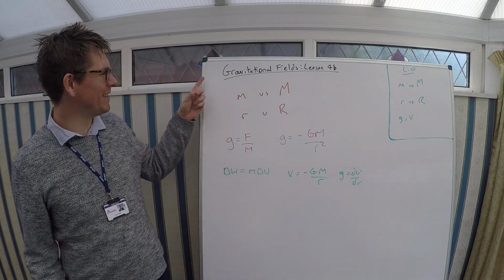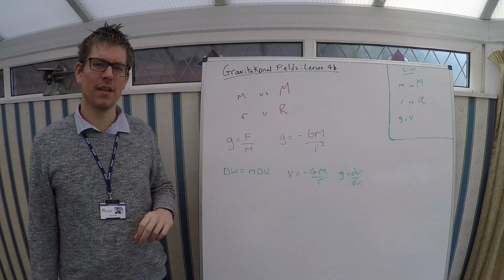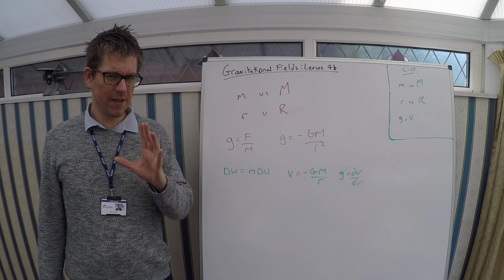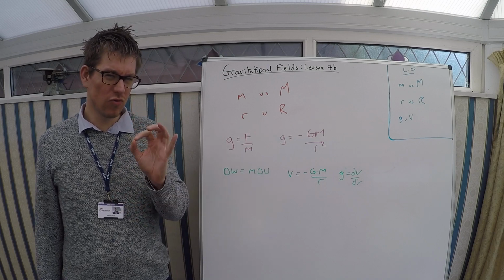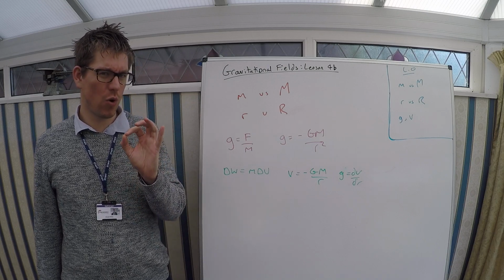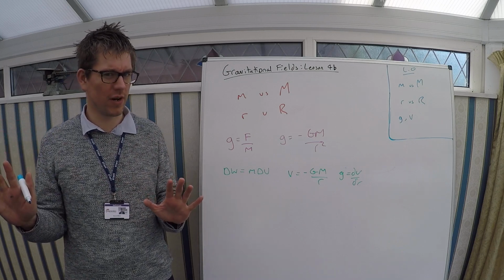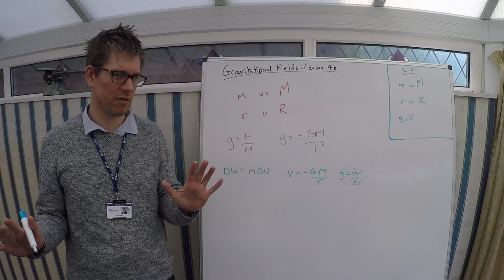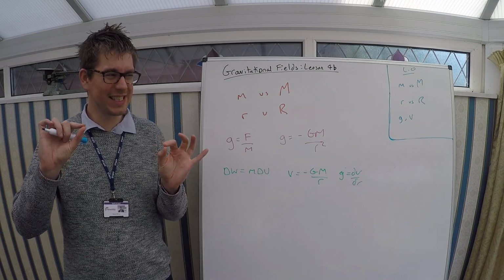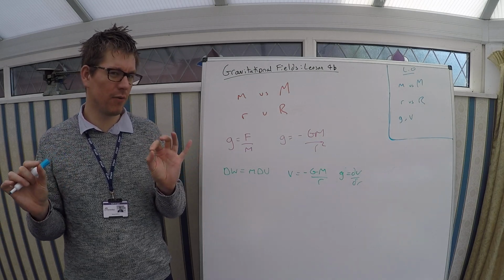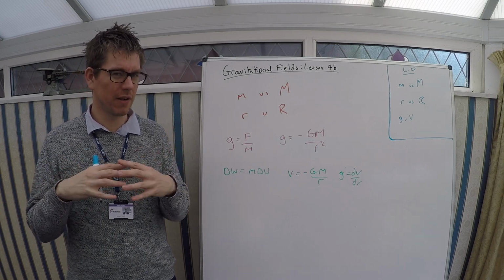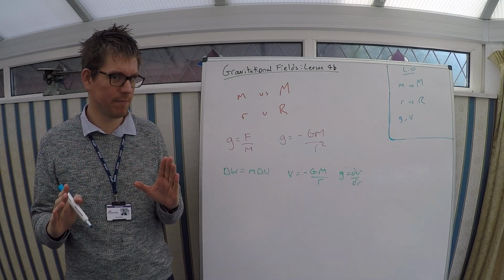And welcome to lesson 4b. What we're going to be doing for the next few minutes is going really slowly through the equations that tell us about gravitational field strength and gravitational potential. And we're going to make sure we know exactly what we mean by all of them so that we don't get confused, because it's really easy to get confused.